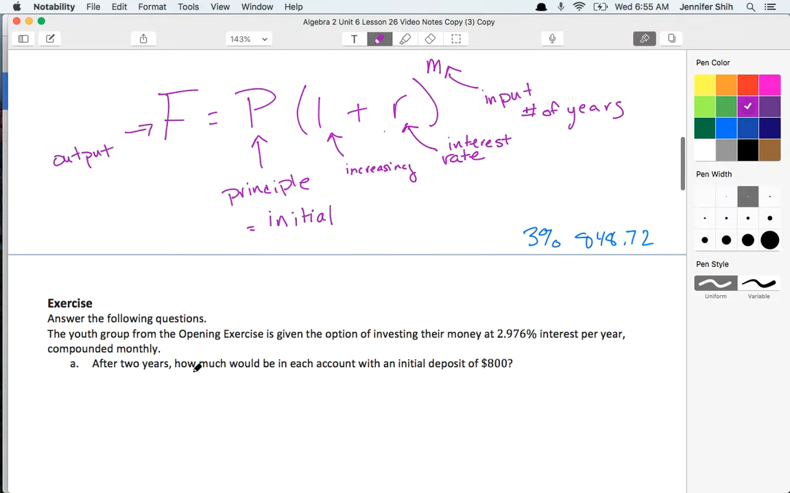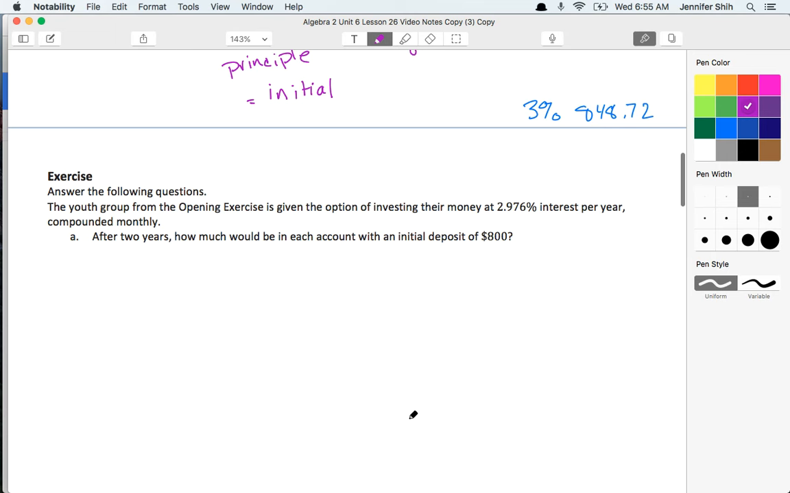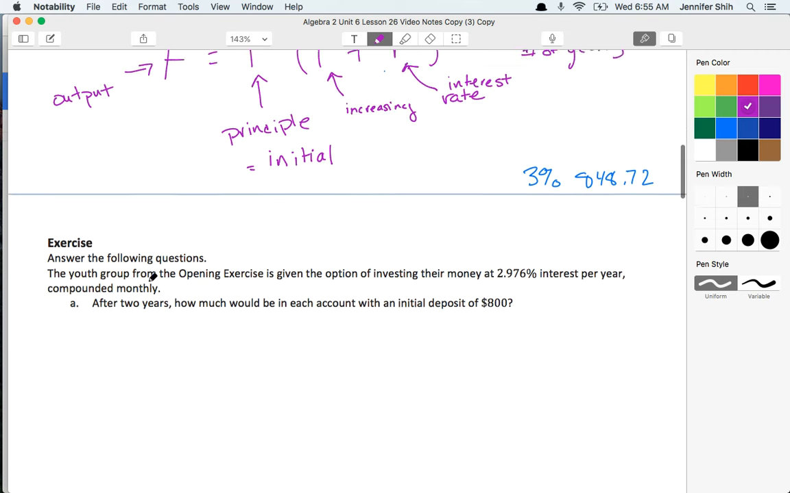A youth group from the opening exercise, they started with $800, is given the option of investing their money at 2.976% per year, compounded monthly. So it's not 3% per year, it's less, but we're going to do it 12 times over the year instead of just 1 time over the year. So if we do this 12 times in the year, we potentially could make more money. So let's see. After 2 years, how much would it be in each account? Okay. So let's not make a table and let's try to use this formula.